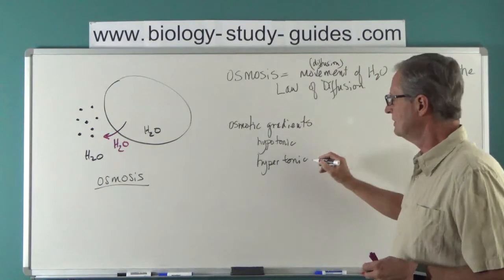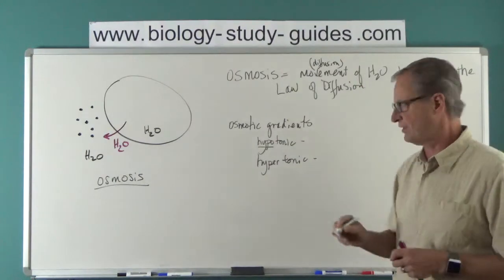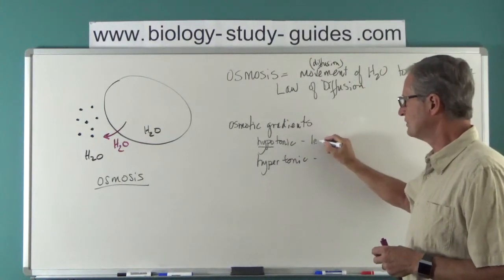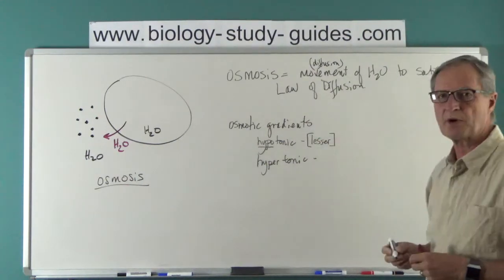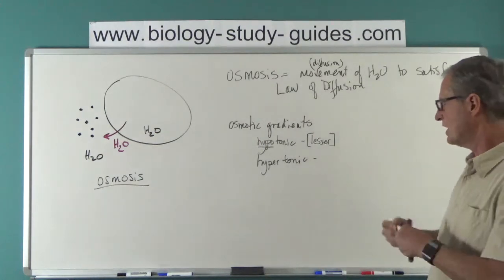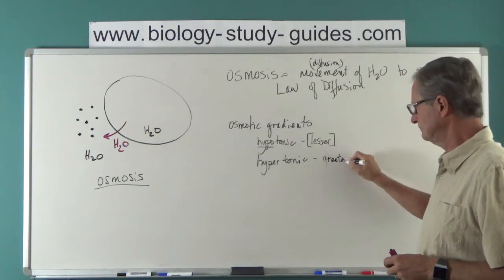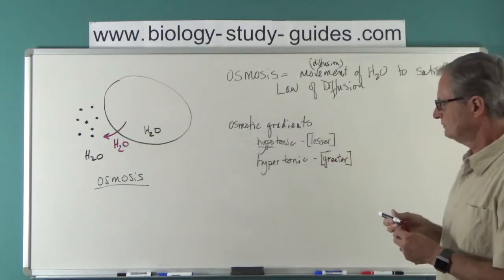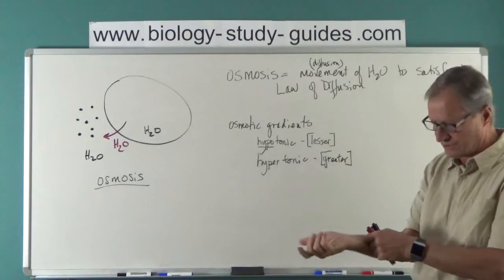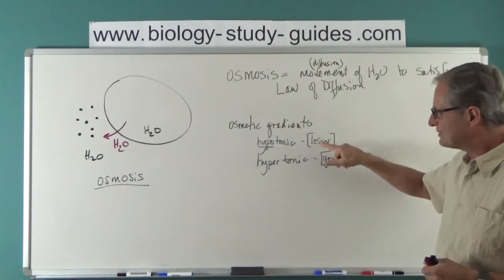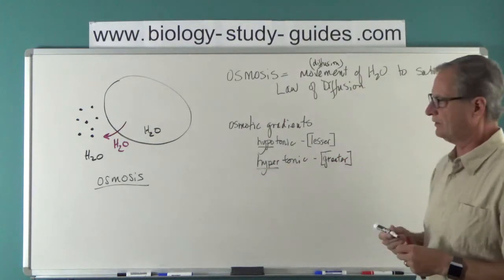These are opposites. The prefix hypo means under. So it's a lesser concentration. This is the abbreviation for concentration. I'll put it in square brackets. When you see square brackets, that means concentration. Hypertonic is a greater concentration. You can remember this because everybody's heard of a hypodermic needle. Well, it goes under the skin, which is the dermis. So hypotonic, lesser or lower, and hypertonic is greater.